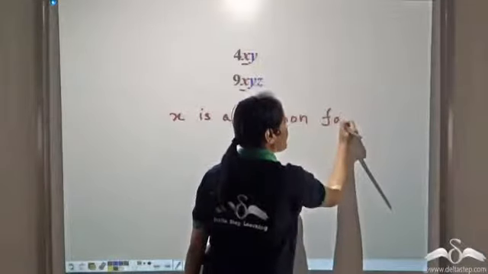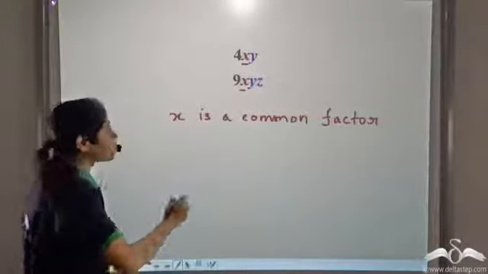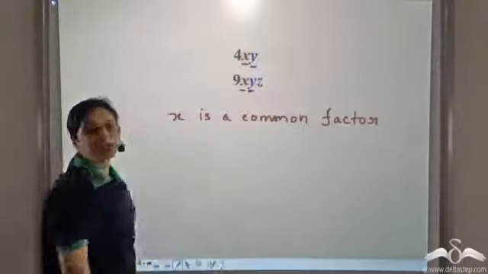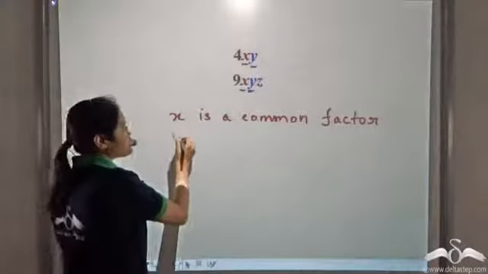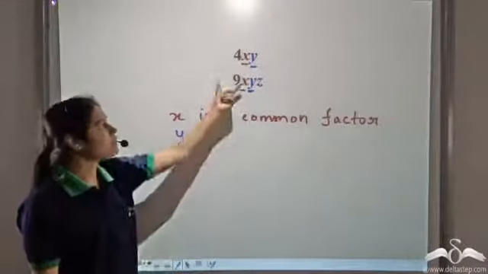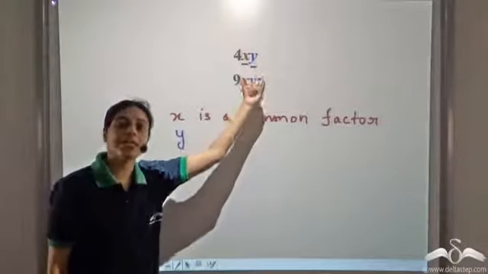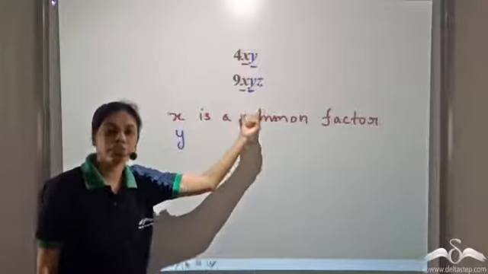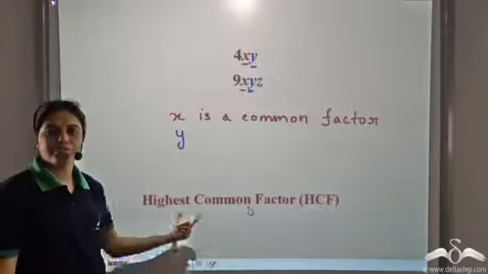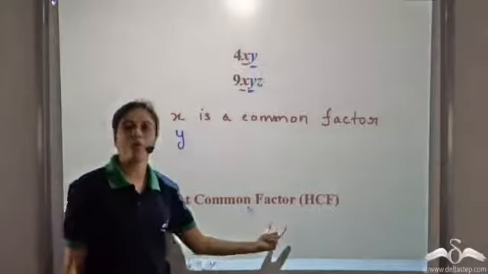So x is a common factor. Similarly, y is a factor of 4xy and y is also a factor of 9xyz. So we can say that y is also a common factor of these two terms. Now the maximum which is common among these two terms, or the highest which is common among these two terms, is called the highest common factor or HCF. So the highest which is common among these two terms is called the highest common factor.